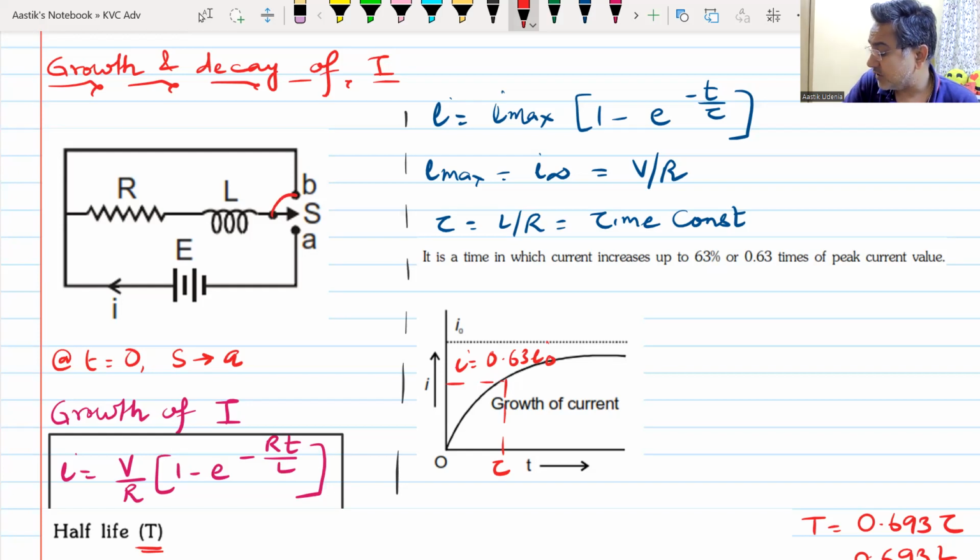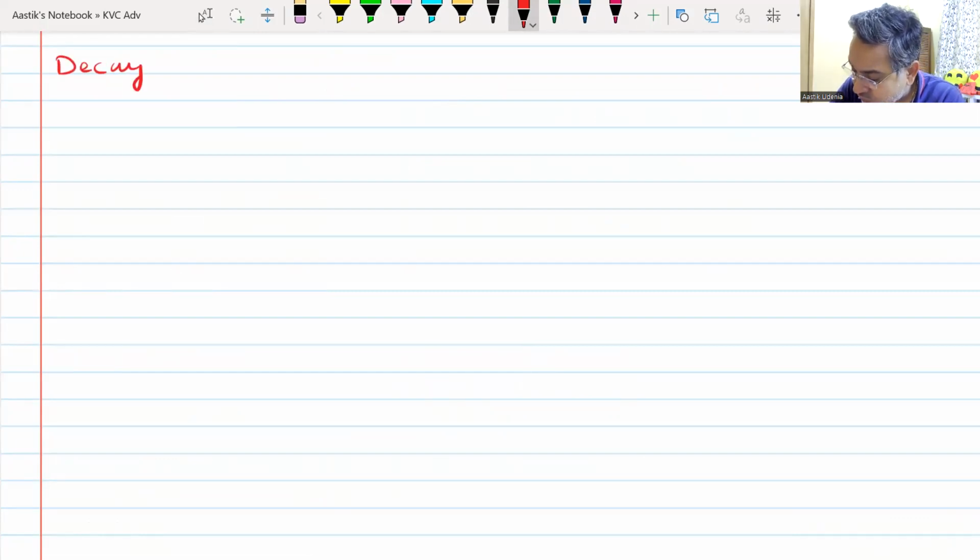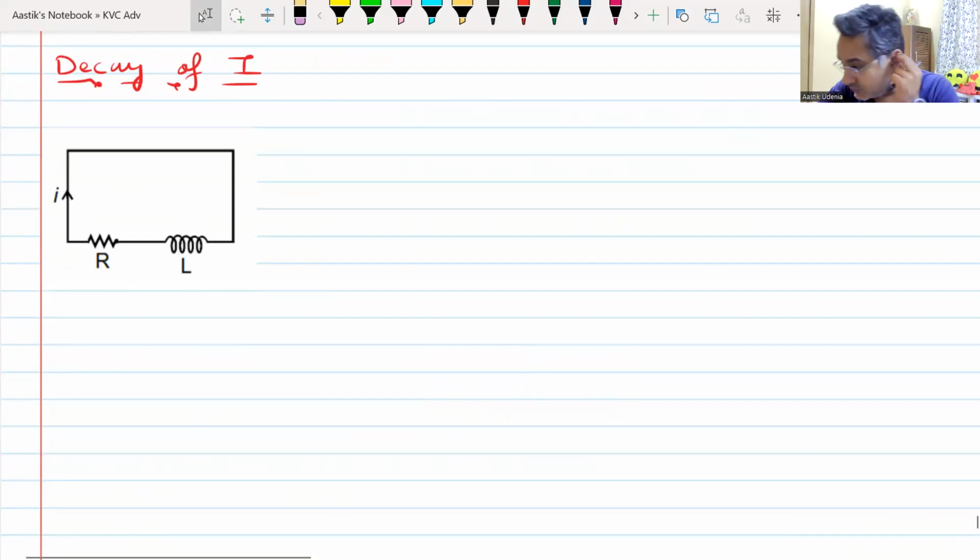Now if we switch the switch to position number B, the battery is taken out. Yes, sir. The battery is taken out and now the current will slowly, gradually become zero. That process is known as the decay of current, and as you can see, the circuit remains simply like this. Do we understand this?